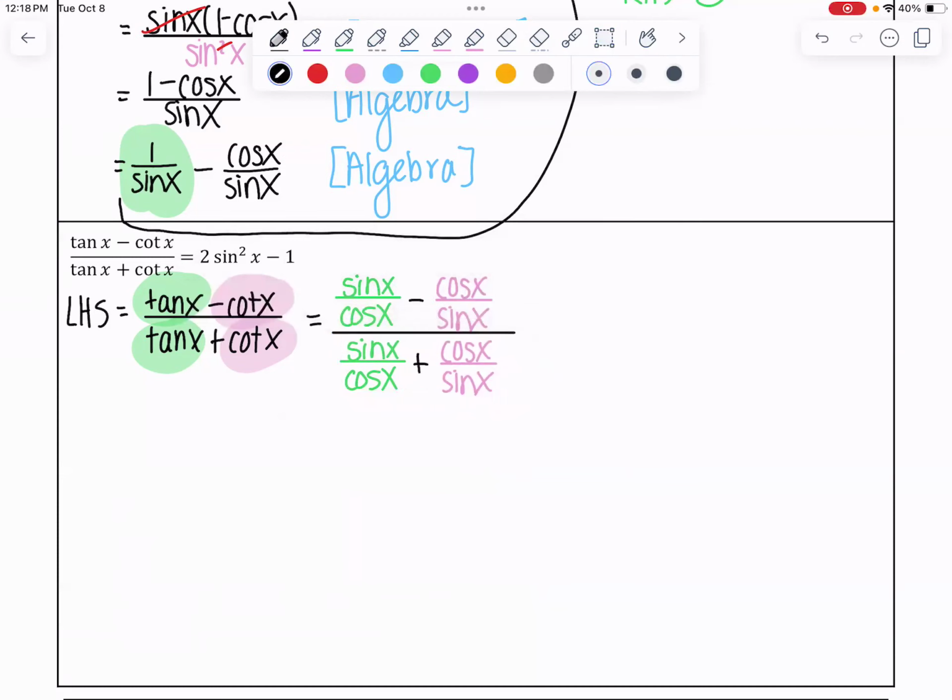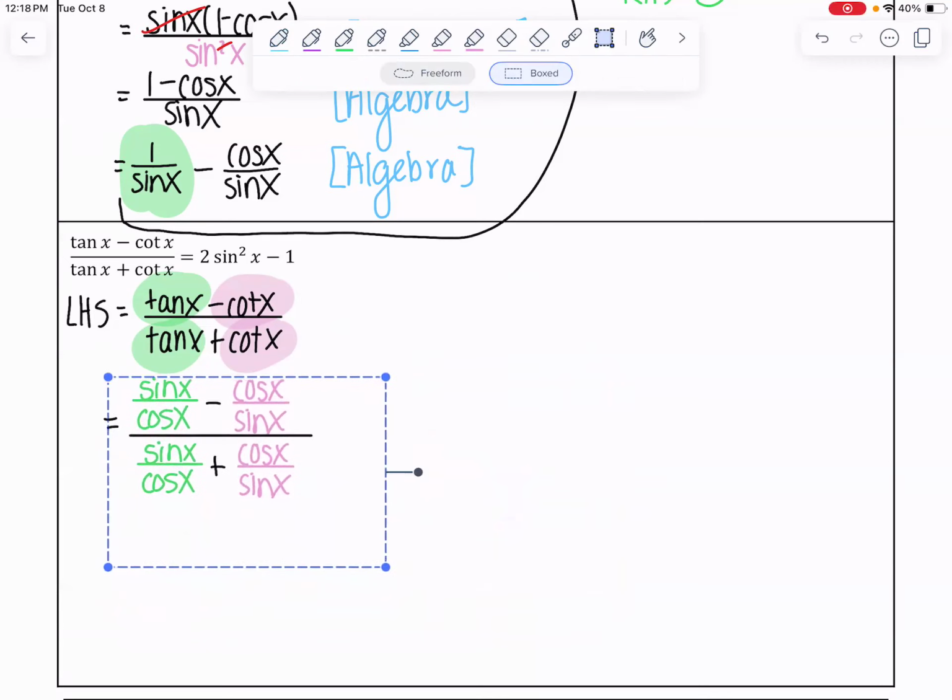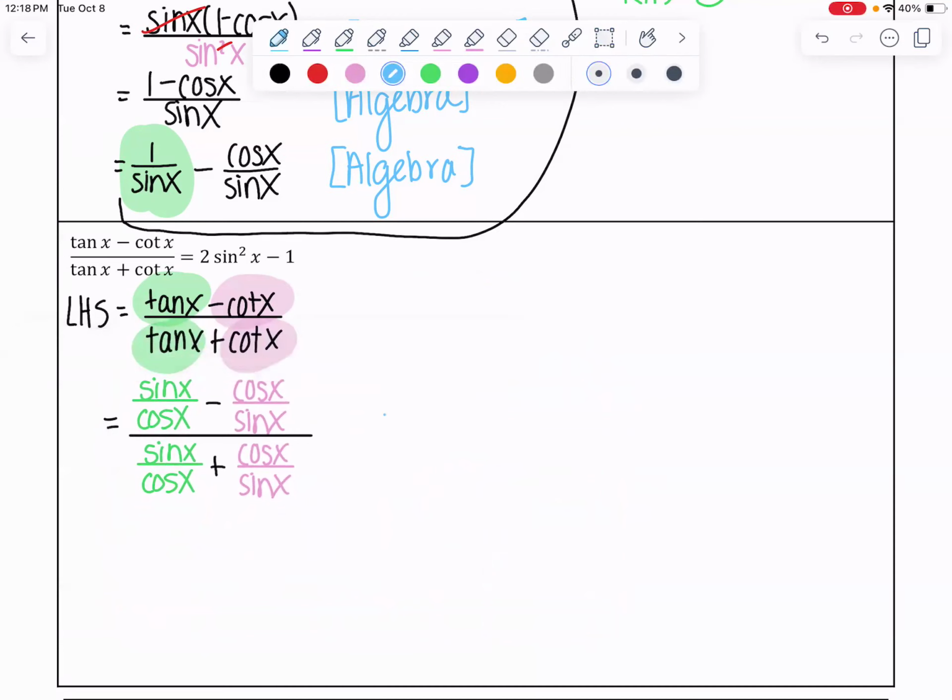Same thing but a plus. All right. I have used, on this step, well, I guess I should have. It's down here, huh? On this step, I used quotient. I can do this in one step because it was quotient identities for both of those.